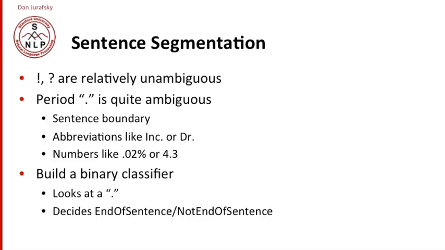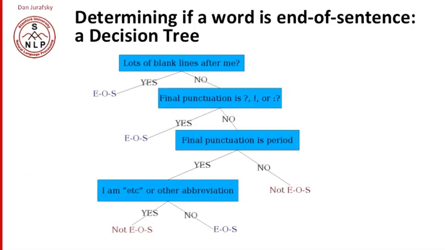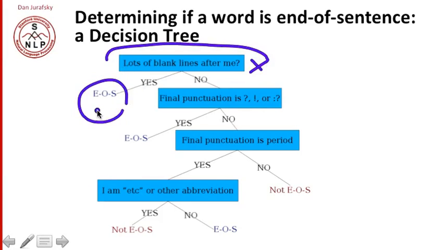And to make this classifier, we could use handwritten rules, we could use regular expressions, or we could build machine learning classifiers. The simplest kind of classifier for this is a decision tree. So here's a simple decision tree for deciding whether a word is an end of sentence or not. A decision tree is a simple if-then procedure that asks a question and branches based on the answer to the question. So we say, am I in a piece of text that has a lot of blank lines after me? Well, if so, then I'm probably an end of sentence. What if there's no blank lines after me?